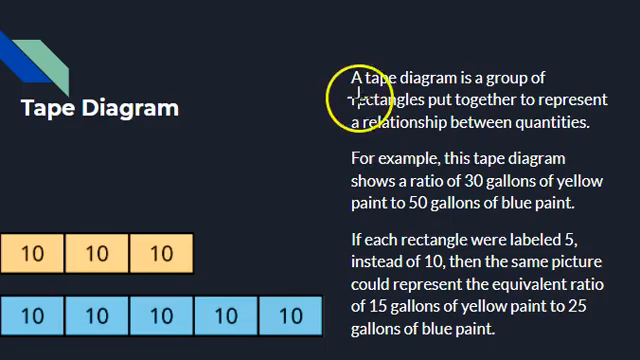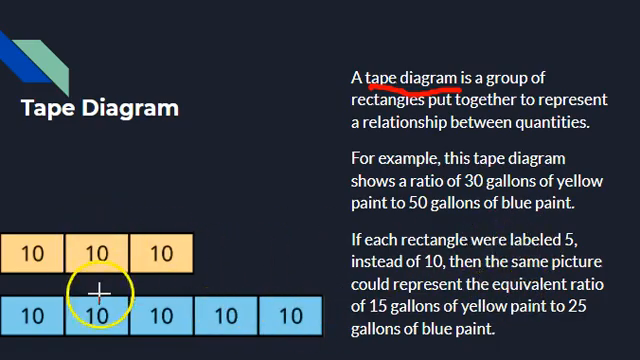So let's get this definition down real quick. A tape diagram is a group of rectangles put together to represent the relationship between quantities. So in other words, in this example here, we had 30 gallons of yellow paint and 50 gallons of blue paint. Together we make 80 gallons of green paint. Well, a type of green. It would be more blue than it would be yellow. But the point is that these parts coming together give you the grand total.